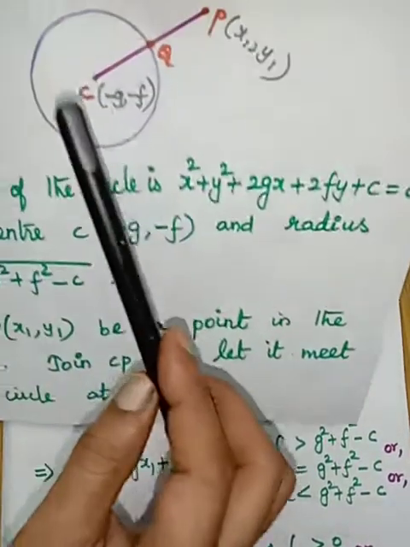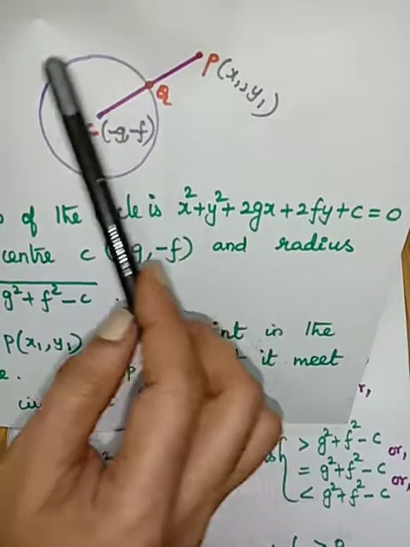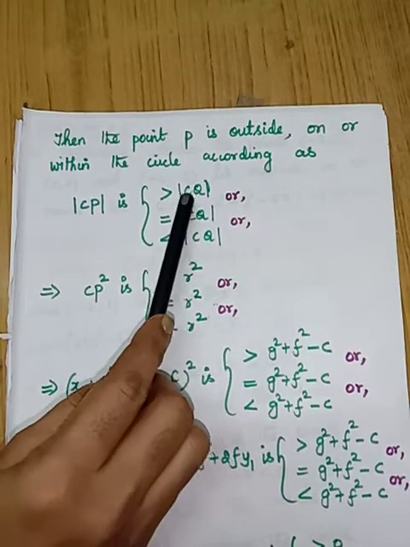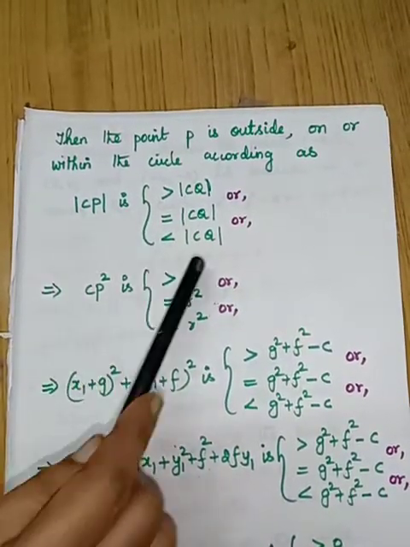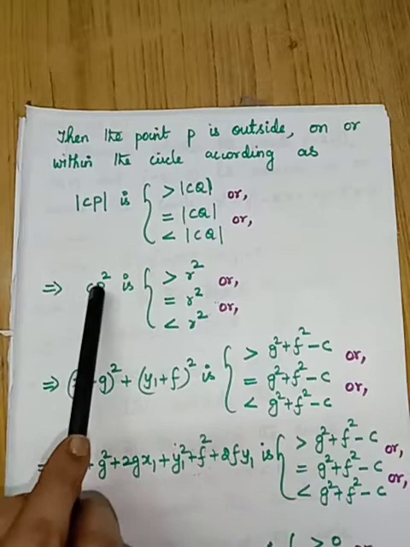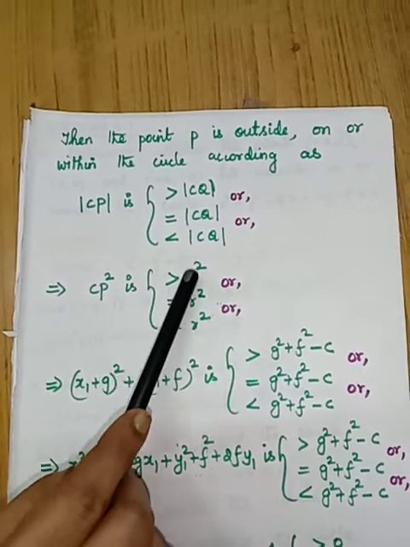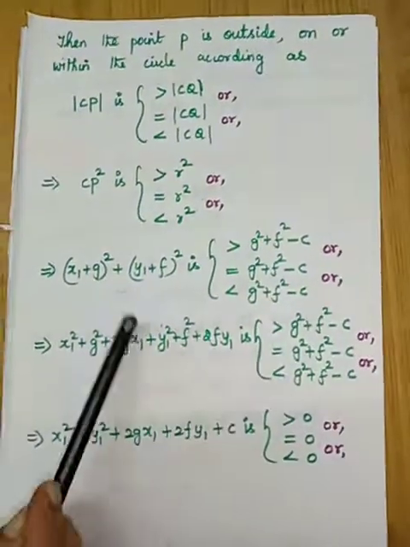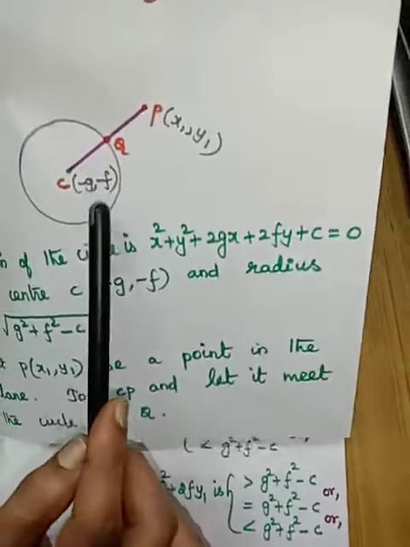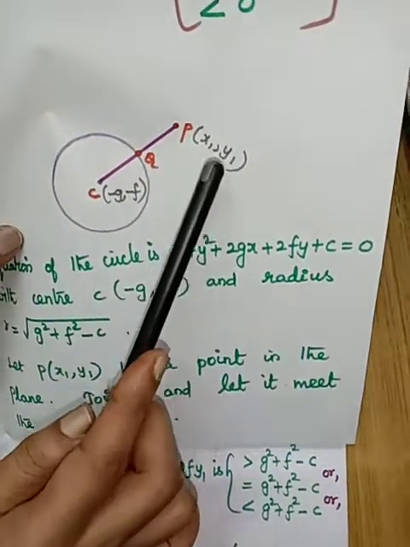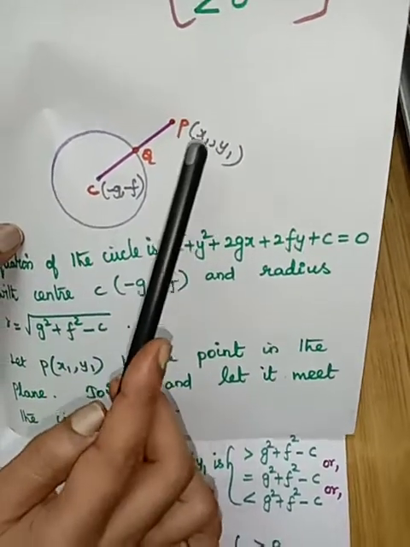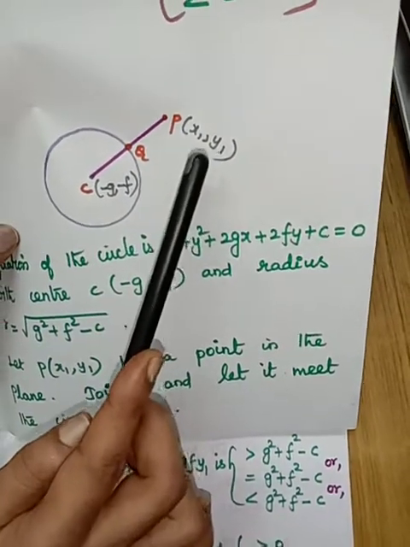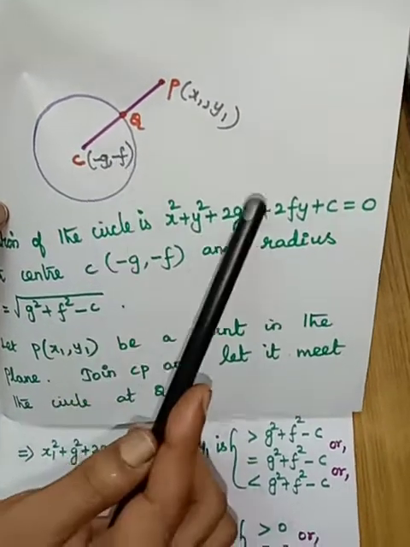What is CQ? CQ is nothing but the radius of the circle, which I have denoted as R. Now squaring on both sides, CP squared is greater than R squared, equal to R squared, or less than R squared. What is CP? C is the center of the circle and P is (x1, y1). How do we find the distance? It is the square root of (x1 plus g) the whole square plus (y1 plus f) the whole square.